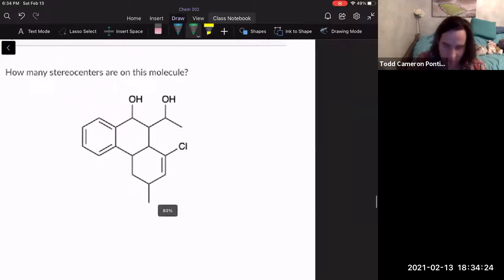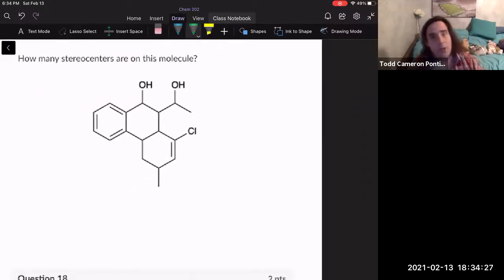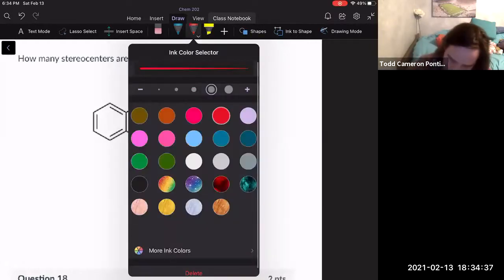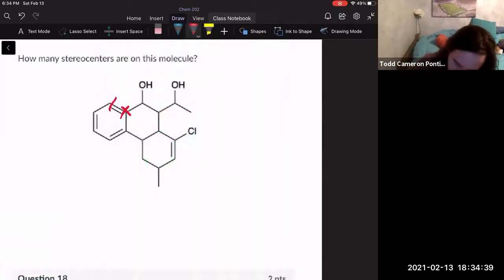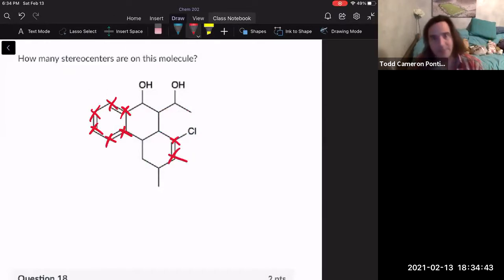How many stereocenters are on this molecule? Okay, for something to be a stereocenter or an asymmetric center, we're only going to be considering carbons, and it needs to be sp3 hybridized. So anything with a double bond on it, we can automatically eliminate and get rid of those. It also needs to have 4 unique chains coming off of it, okay?